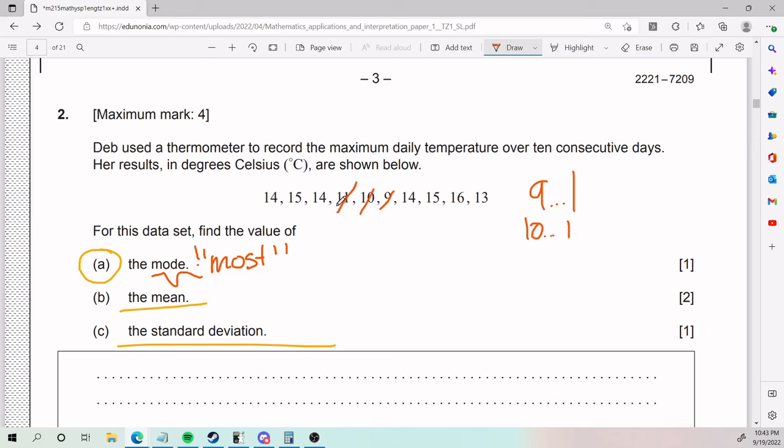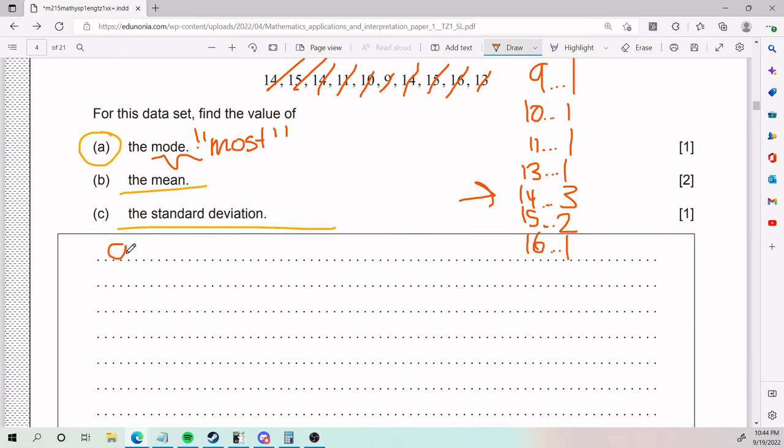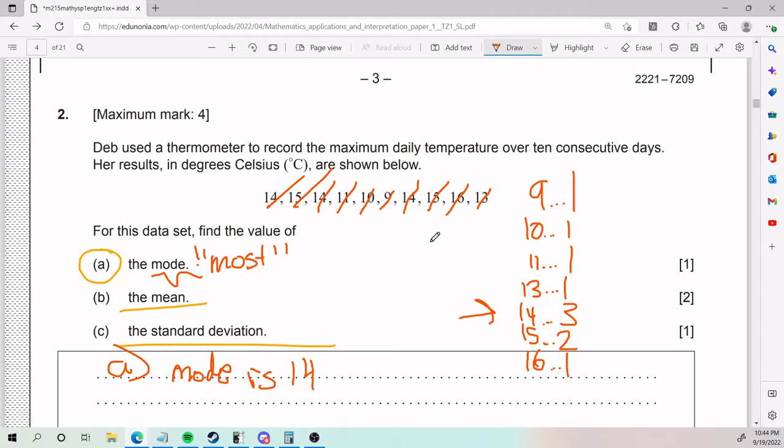For 11, there's only 1 11. Boring. 12, there's no 12. 13, I've got 1. 14, I got just about 3. 15, I got just about 2. 16, I got just about 1. All right, clearly my mode is 14. Part A, bada bim, bada boom. Mode is 14.